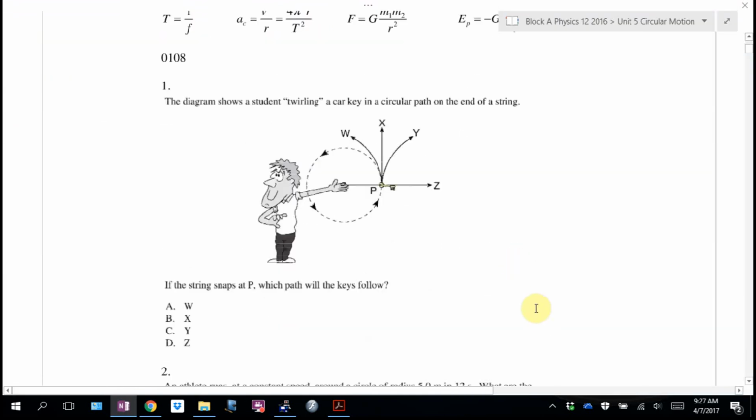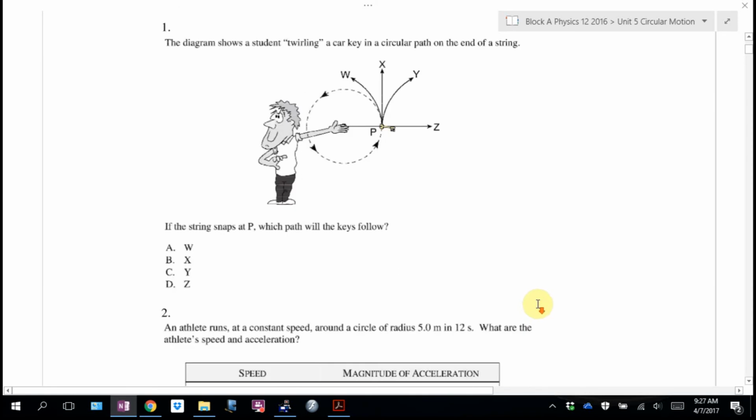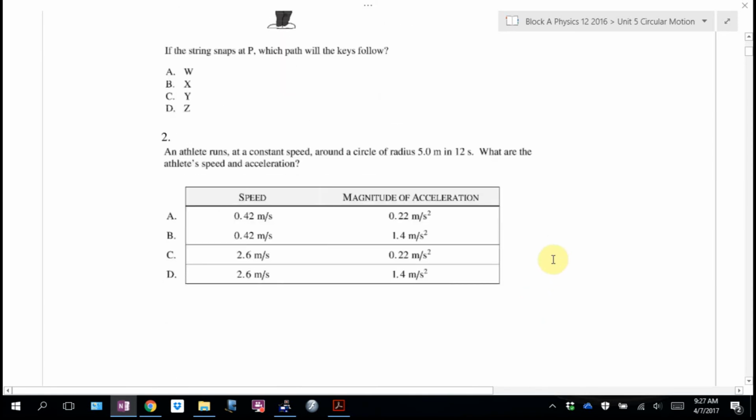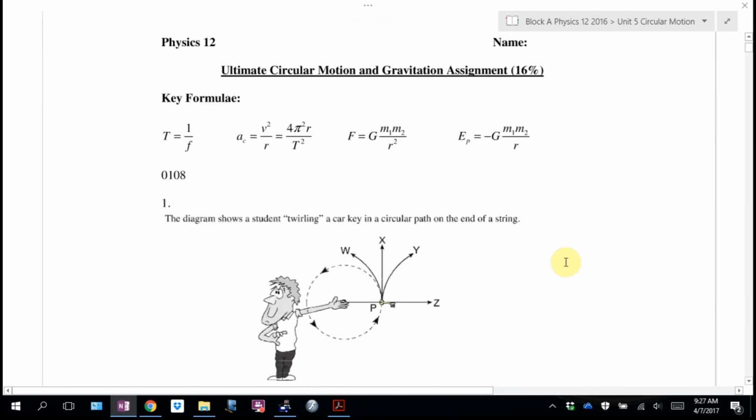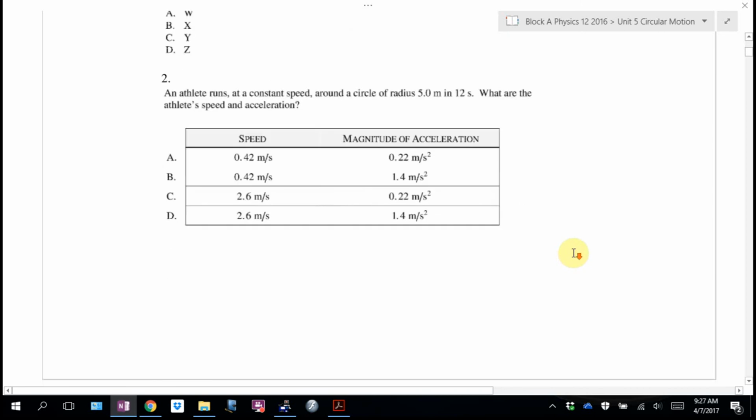Certainly number one, a nice conceptual question. I like number one. Number two is a nice question. Okay, you guys are still finding it, or you can just jot these down or circle them. Number two is nice, asking you to find a centripetal acceleration and a speed.